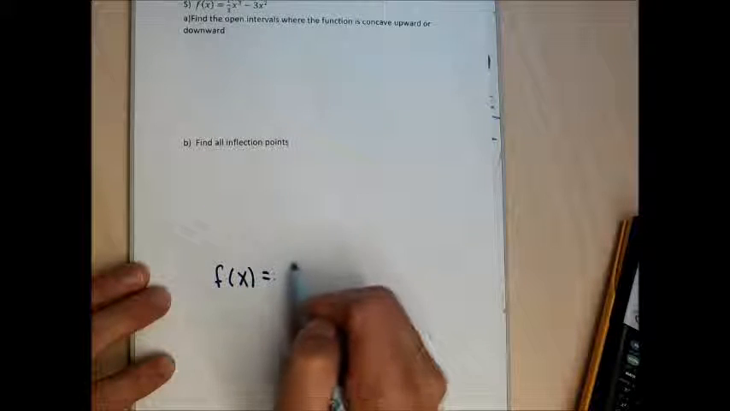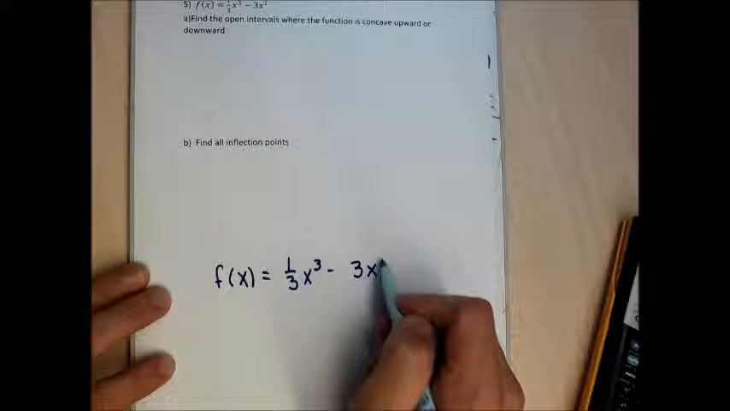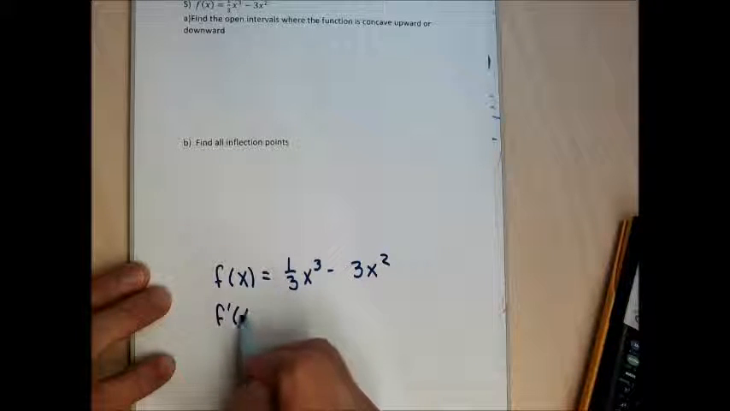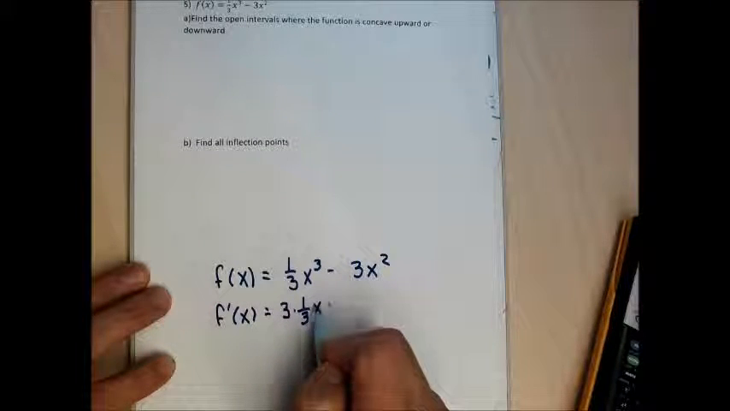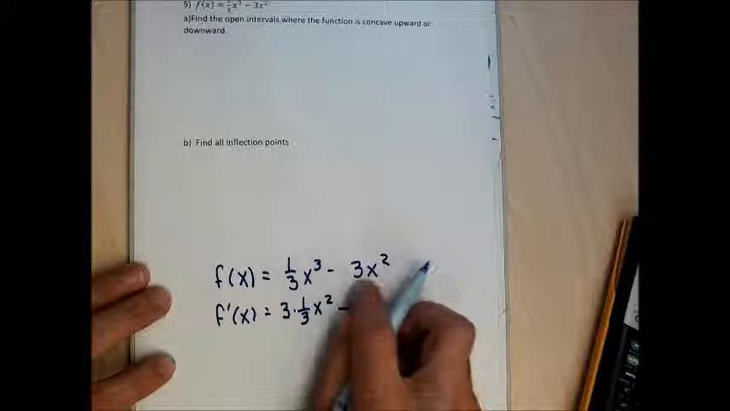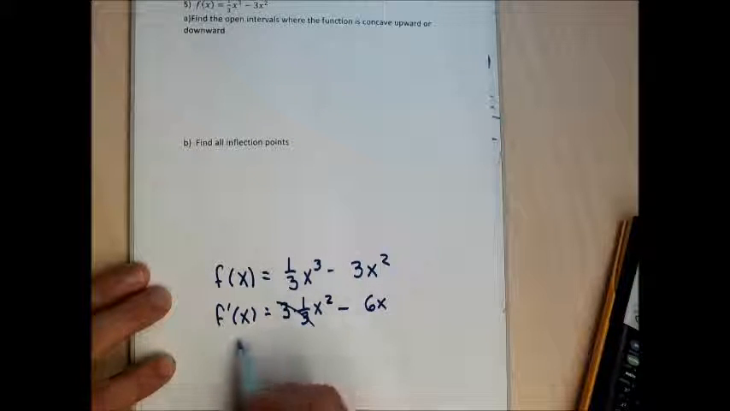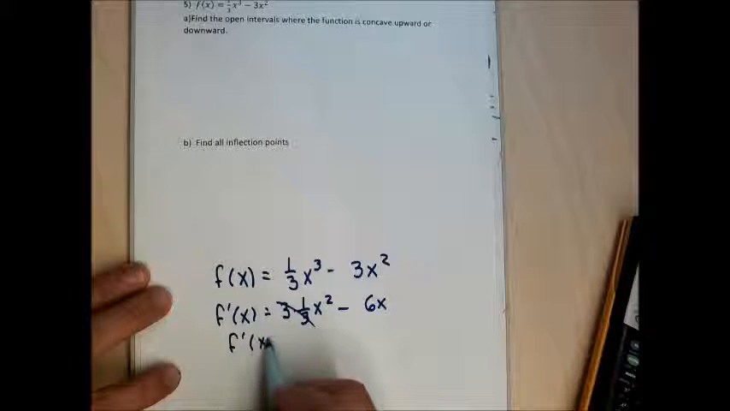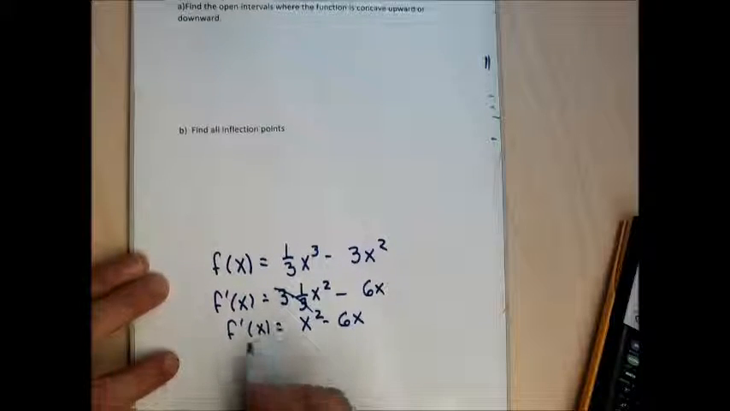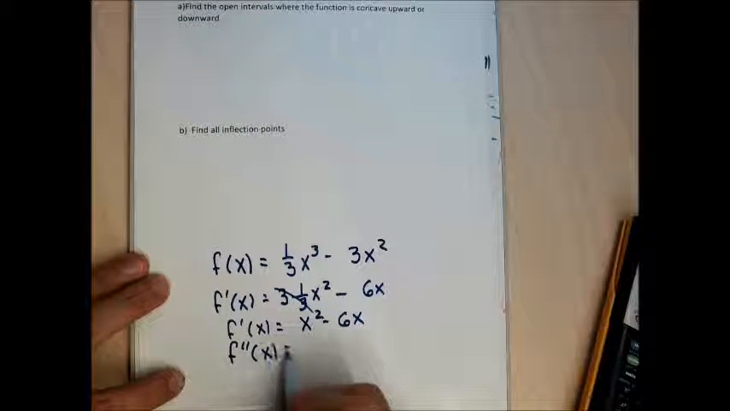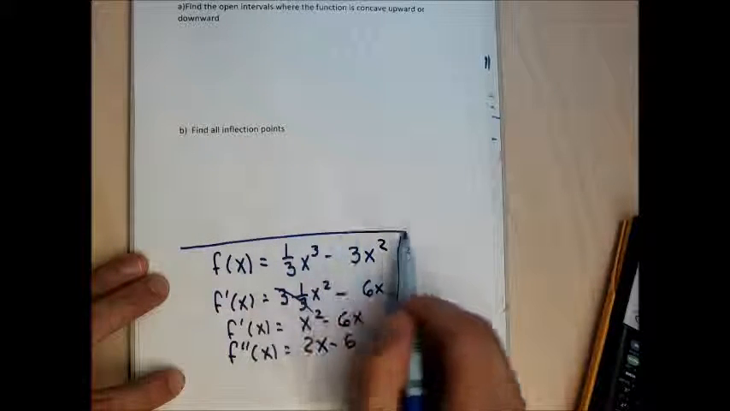So the original function is 1/3 x cubed minus 3x squared, and I'm going to do 2 derivatives. For the first derivative, I'm going to take the exponent of 3, multiply it by 1/3, lower that to 2, and the 3x squared has a derivative of 6x. These 3's cancel, and the first derivative becomes f prime of x equals x squared minus 6x. Now I'm going to do a second derivative, f double prime of x equals 2x minus 6. So I have the second derivative of 2x minus 6.